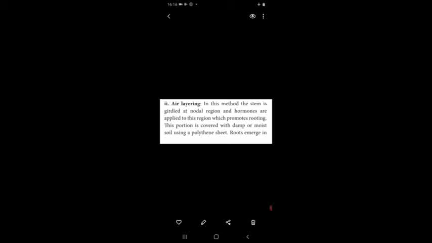Once the root emerges in the nodal region, after 2 to 4 months, such branches are removed from the parental plant and grown in a separate pot or in the ground. That is called an air layer.